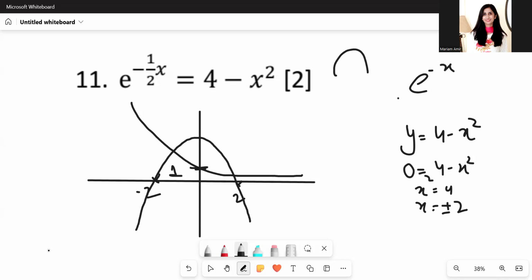And I would also need its y-intercept because it's cutting the y-axis. For that, I make x 0. So y equals 4 minus 0 squared, which is 4. So this is what the graph should look like.